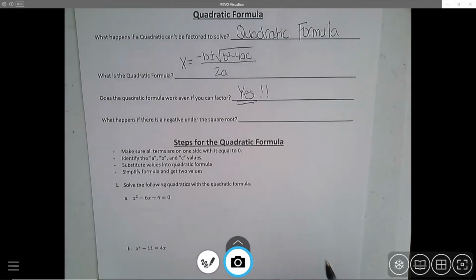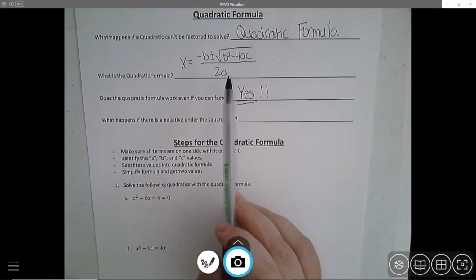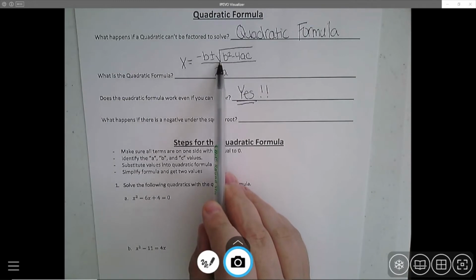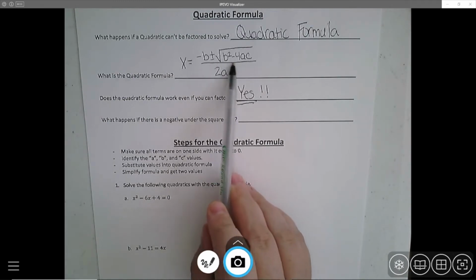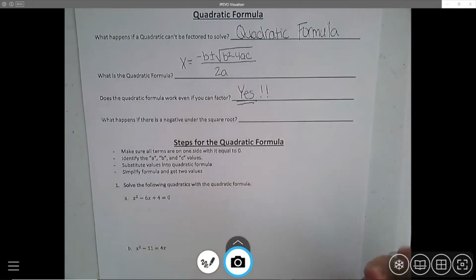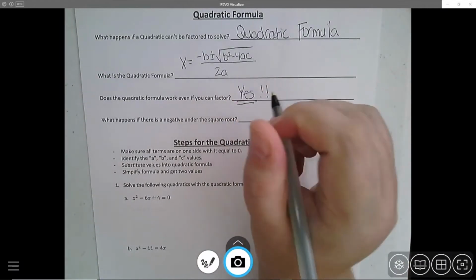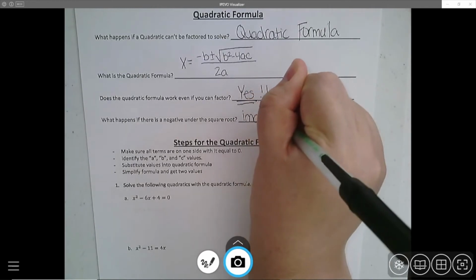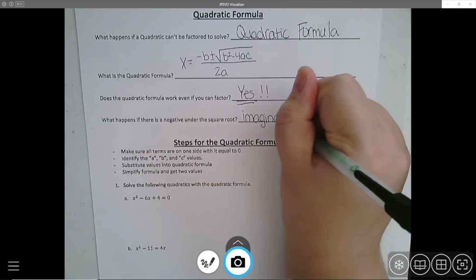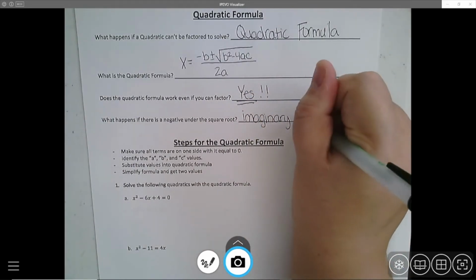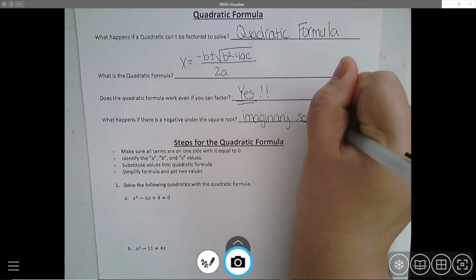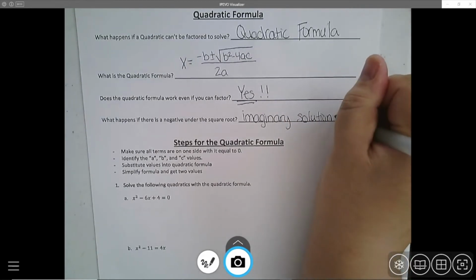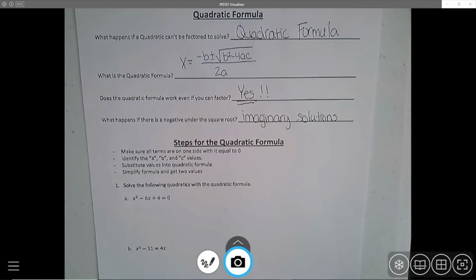Then it says, what happens if there's a negative number under the square root? So your square root part is this, b squared minus 4ac. If you get a negative under there, this is something that you will spend a lot of time on in Algebra 2. But I just wanted you to see this idea: if you have a negative under the square root, you talk about in Algebra 2 these imaginary solutions.